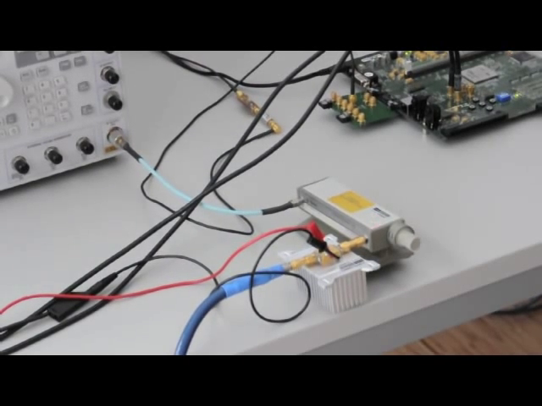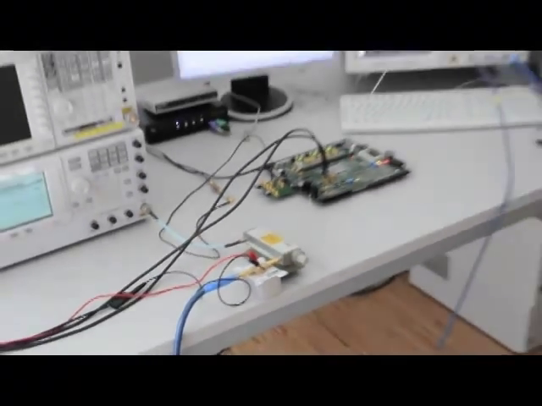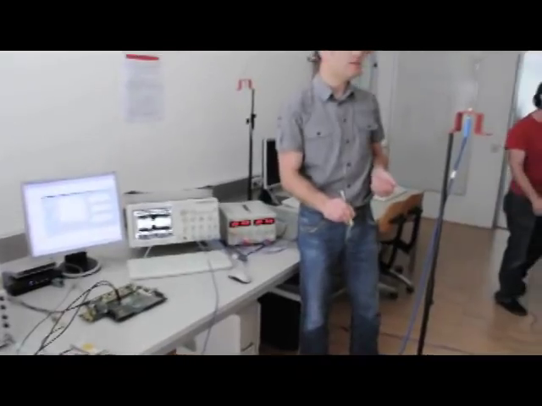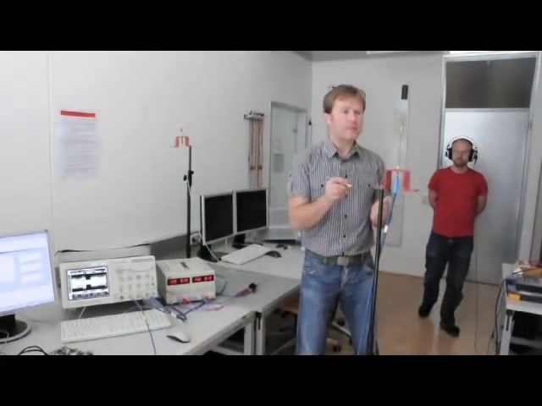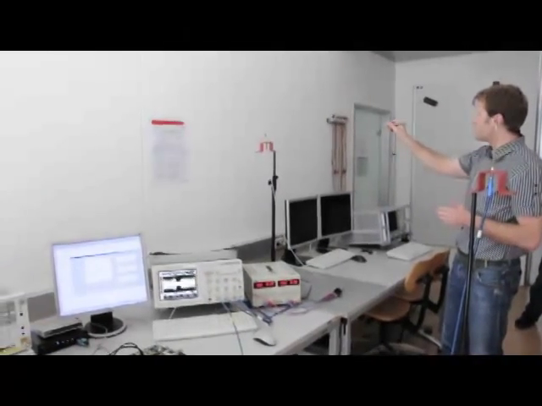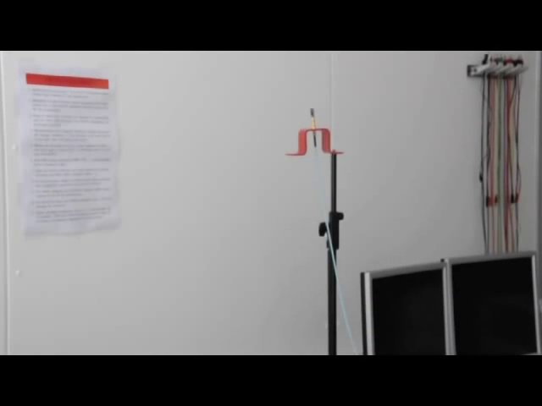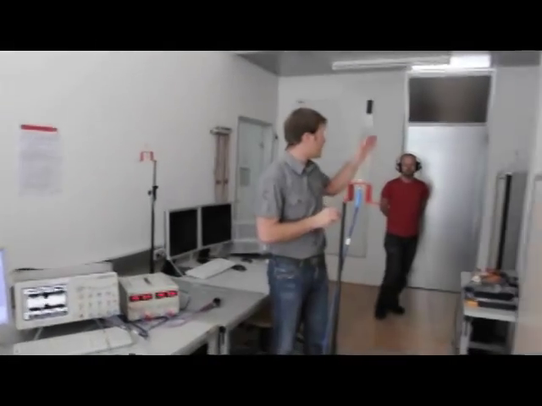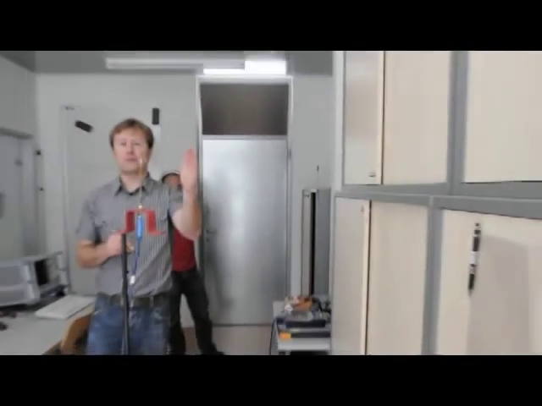The signal goes through another amplifier and is then transmitted by this ultra-wideband antenna, and then the signal is transmitted here over the wireless channel. It goes here to this receiver antenna, which is actually our base station, and then we have two others. We have another one here, and one behind the camera.